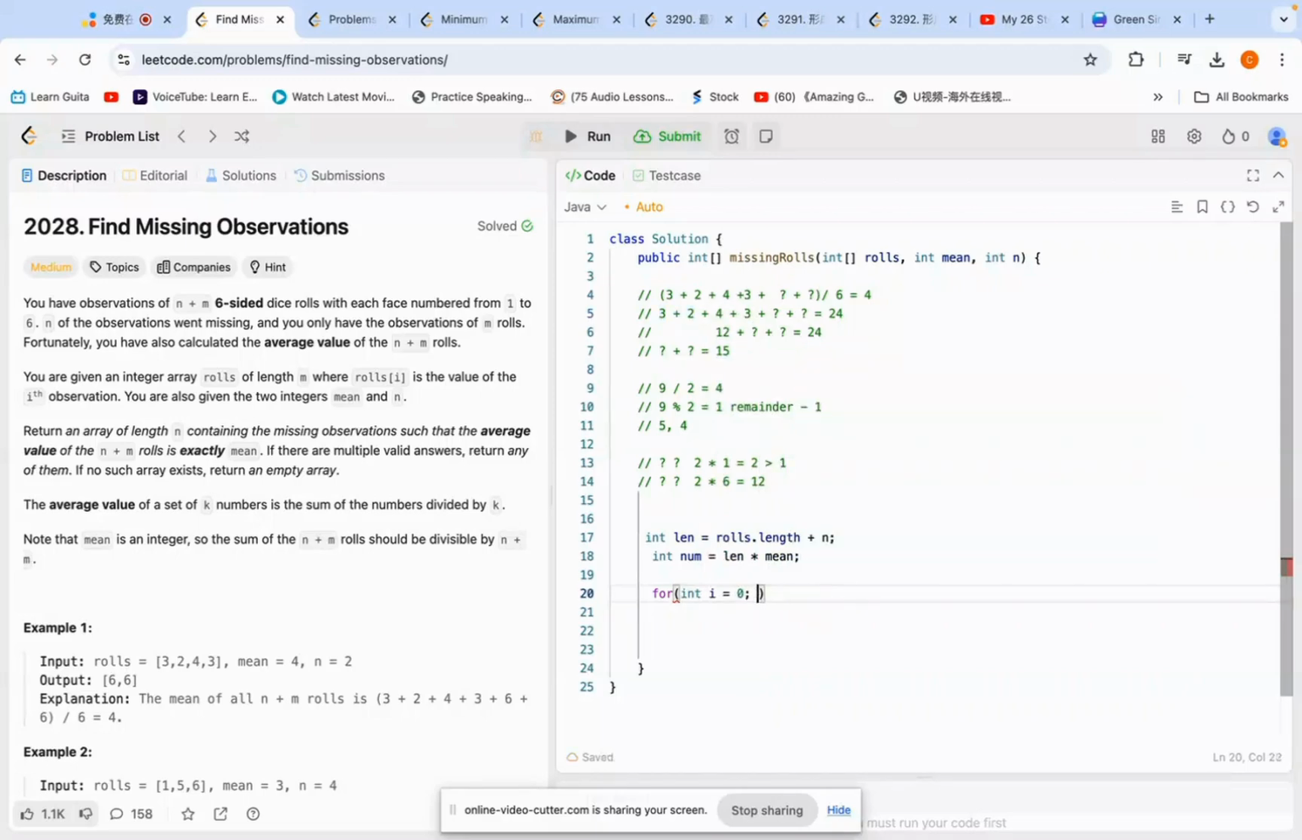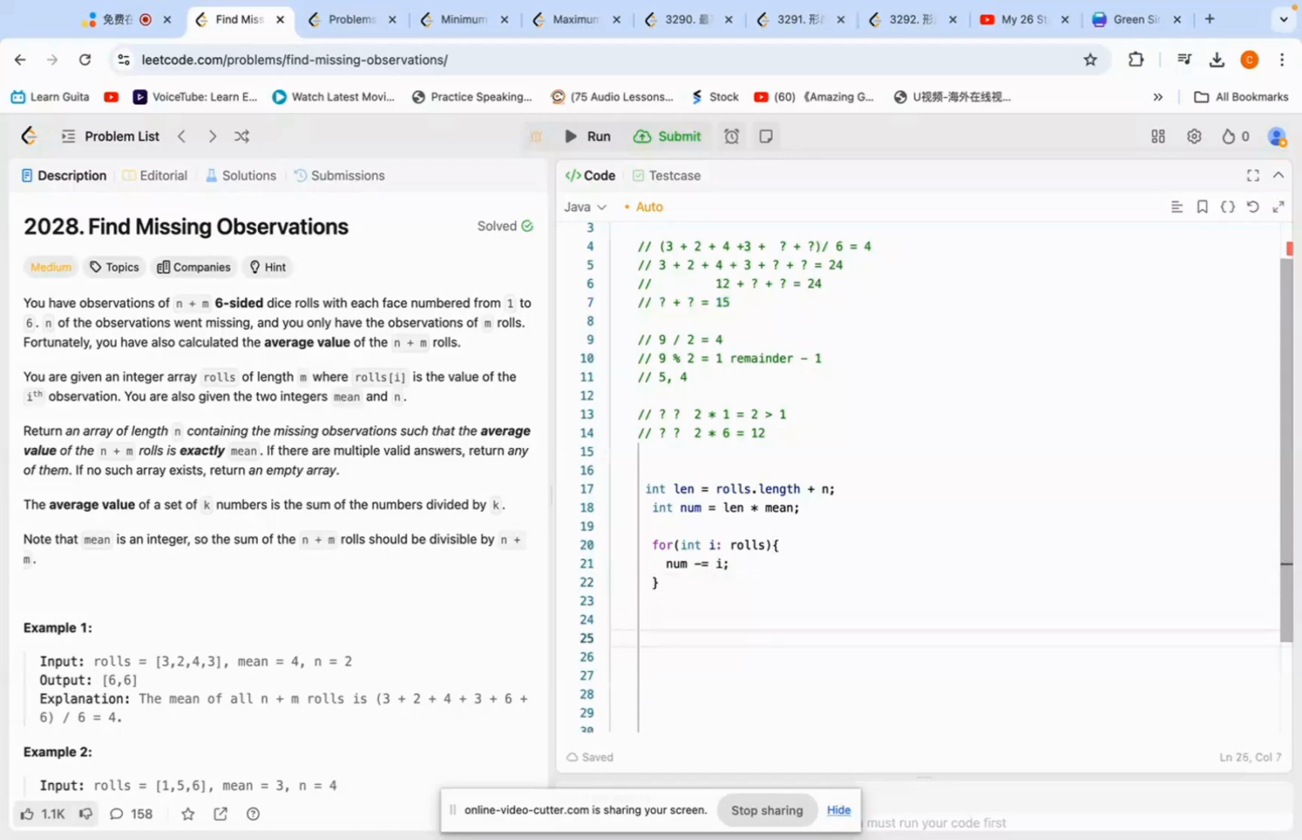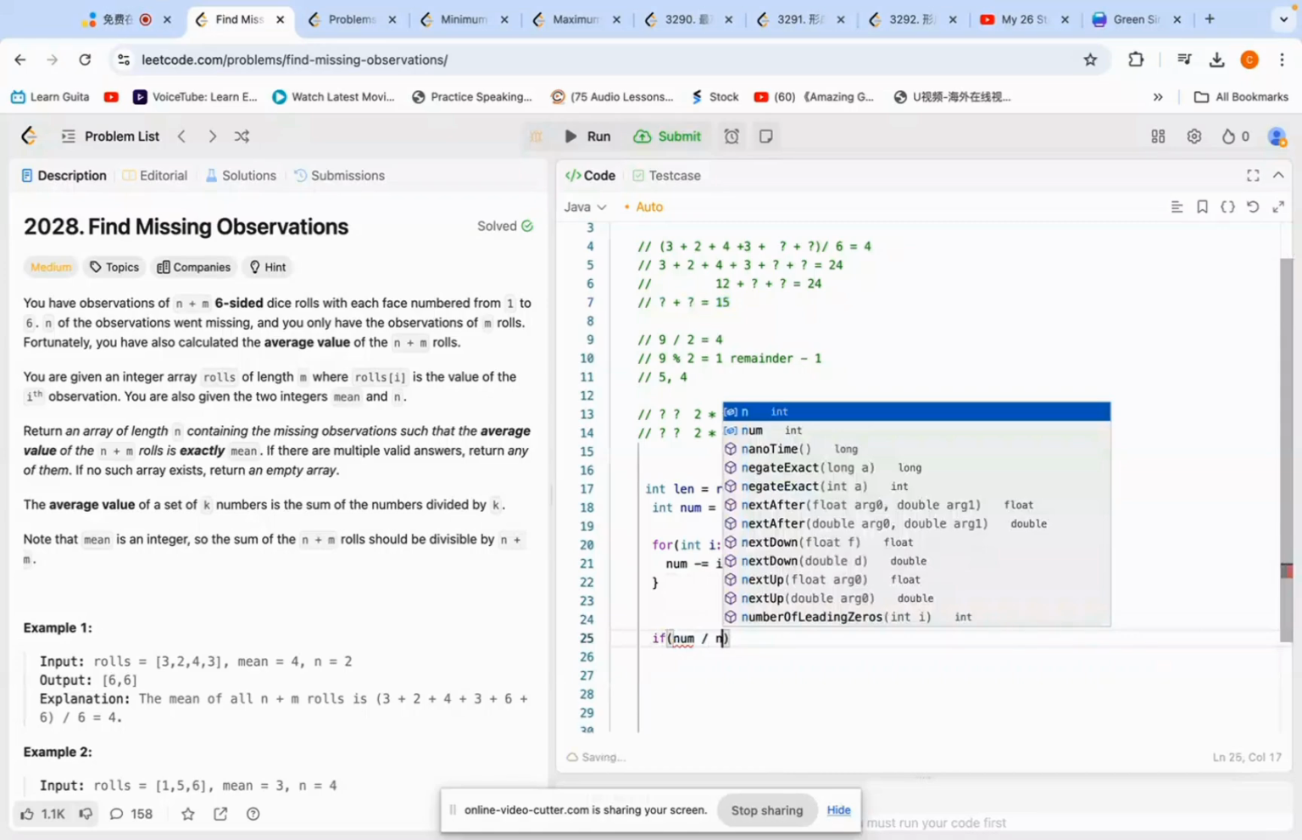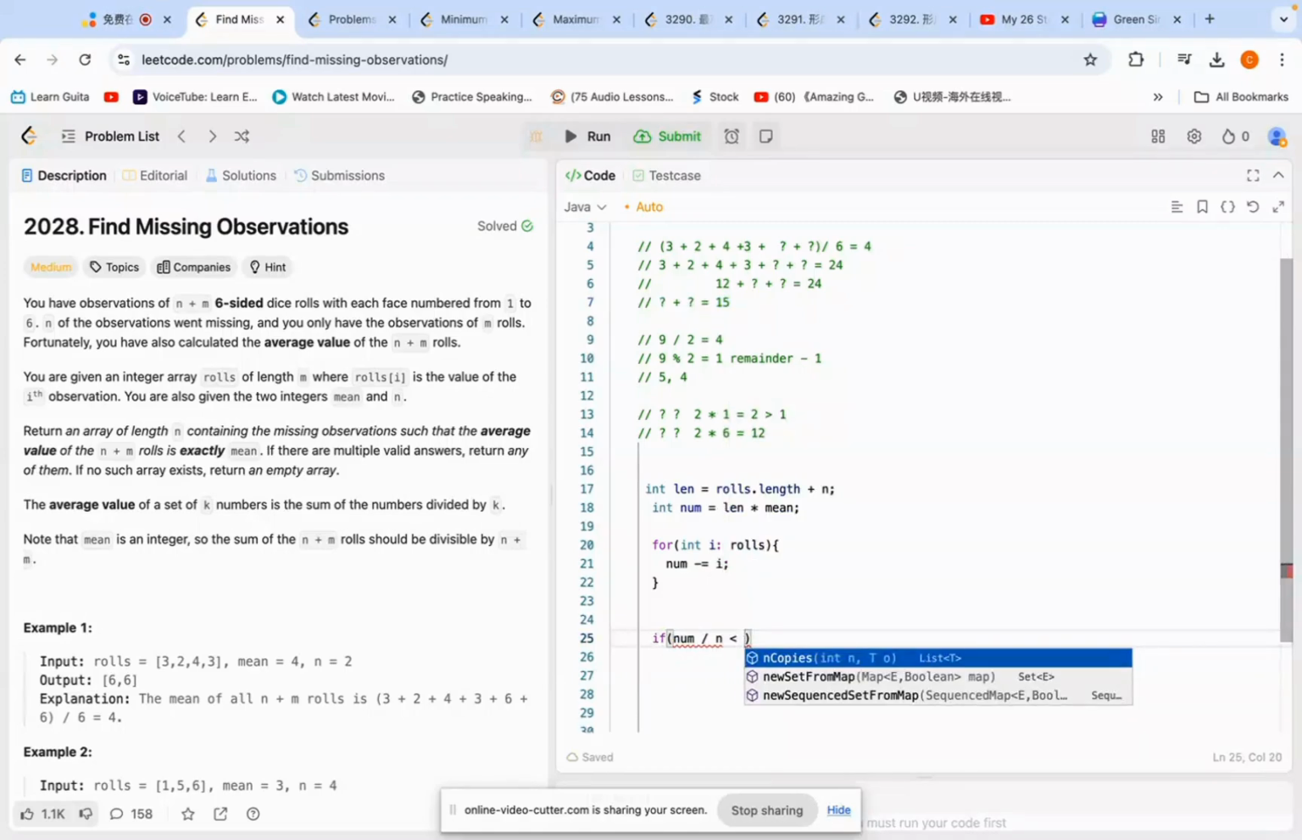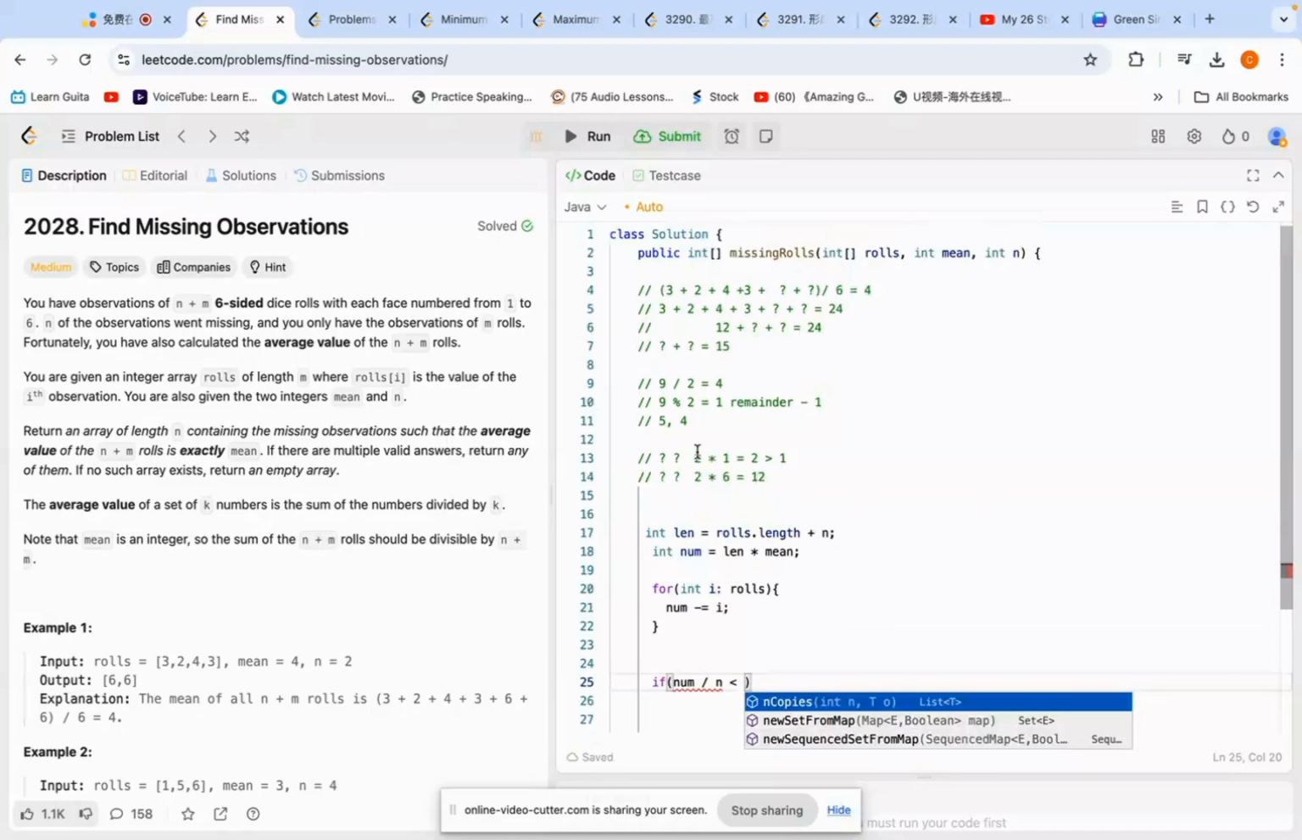Or we can make it simple. We can just name it with rows, right? Number minus I. Okay, now we finish this part, right? Here only one part is left. So we need to check if n divided by here is smaller than, 1 second, it's just smaller than n times 1, or n greater than n times 6. So here we just return empty.